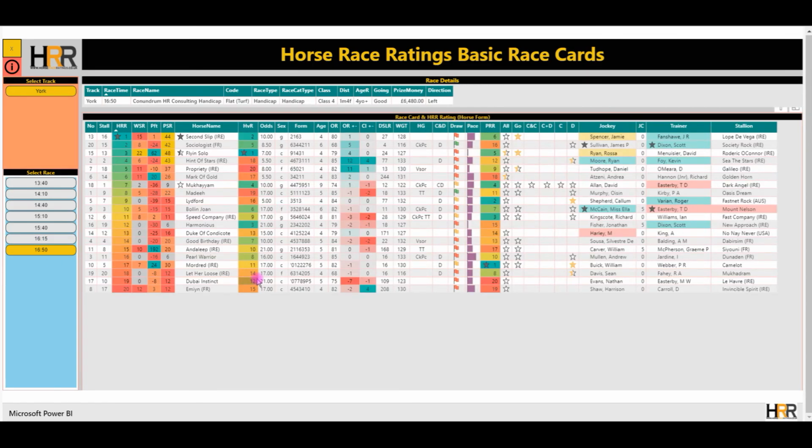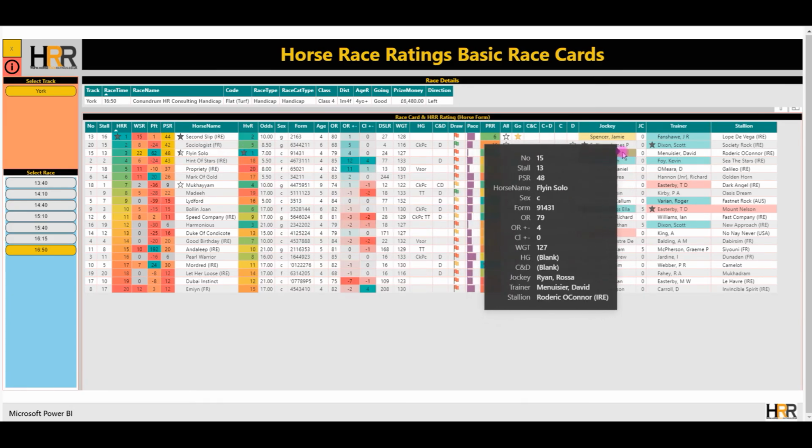So the 4:50 was won by Flying Solo. Propriety was second. Dubai Instinct was third at a huge price, so I wouldn't be surprised to see him down the bottom of the ratings, which he is. And then you had Lidford in fourth. So if you look at Flying Solo in this particular race, you can see here he actually comes out second on the overall horse ratings plus performance. But he actually offers the best value in here.